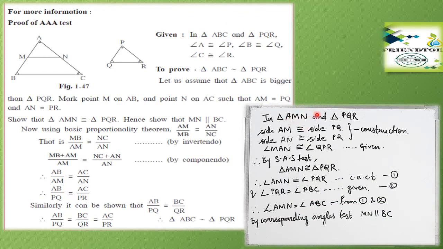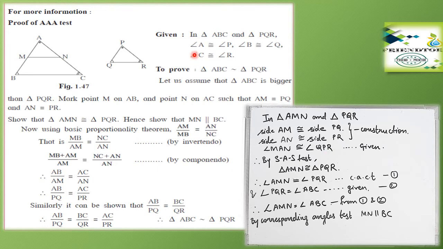Now in triangle AMN and triangle PQR, there are two things that we should notice. AM is equal to PQ. Why is AM equal to PQ? Because that is by construction, because we have marked M such that AM is equal to PQ and we have marked N such that AN is equal to PR. So by construction we can say side AM is congruent to side PQ and side AN is congruent to side PR.